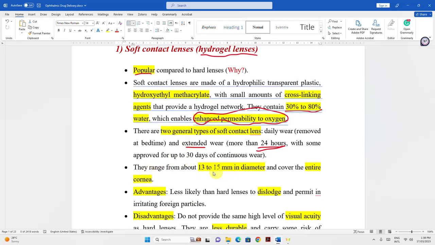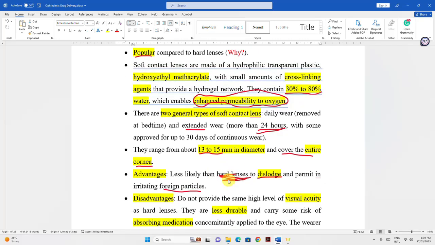Now, one of the good things about these soft lenses, not only are they comfortable to wear, but they have a larger diameter than the rigid gas permeable lenses, that is 13 to 15, and this is why they cover the entire cornea. Now, what is the advantage of this? It's less likely to dislodge from the eye, unlike the hard lenses or rigid gas permeable lenses. Also, because it covers most of the cornea, it is less likely for foreign particles to get inside or between the lens and the eye.